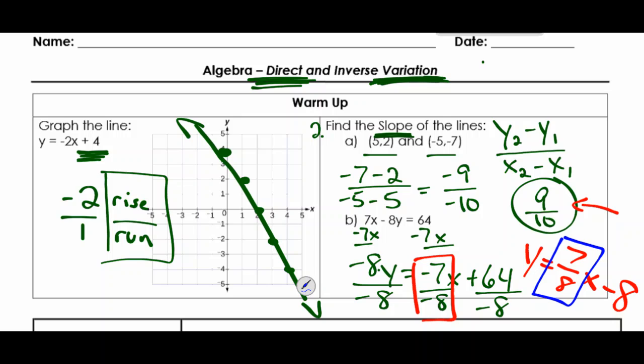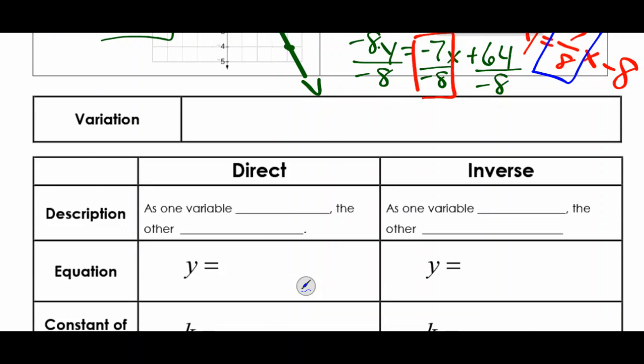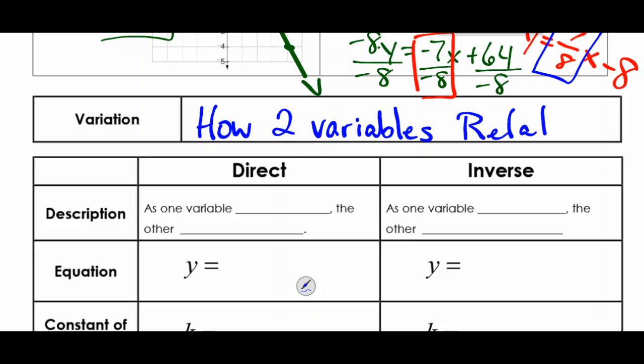What we found on each of these, this, and the 7 over 8, that slope, we're really going to call that, in variation equations, the constant. We're going to talk about that a lot. For at least the direct variation, the slope is the constant that we're going to be talking about. Variation in general is just talking about how 2 variables relate. It's just the relationship between 2 changing quantities.